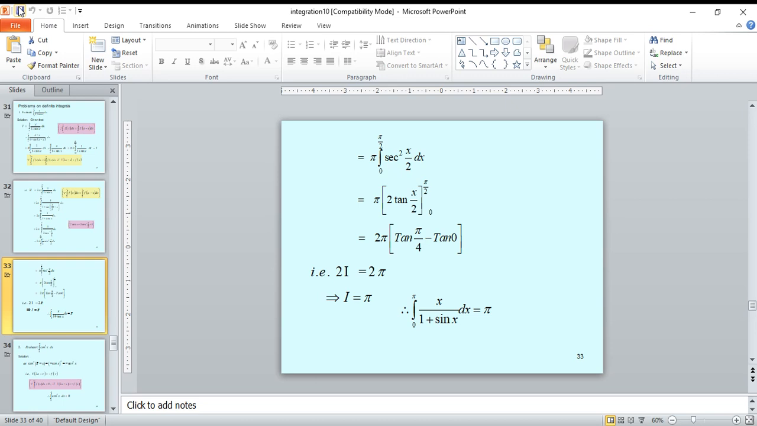2 pi into tan x by 2, applying pi by 2 in place of x, the upper limit, and the lower limit. 2 pi into tan of pi by 2 by 2, that is tan pi by 4 minus tan 0. Tan pi by 4 is 1 and tan 0 is 0. 2I equals 2 pi, the 2s cancel, I equals pi. Therefore, integration 0 to pi x by 1 plus sin x dx equals pi.